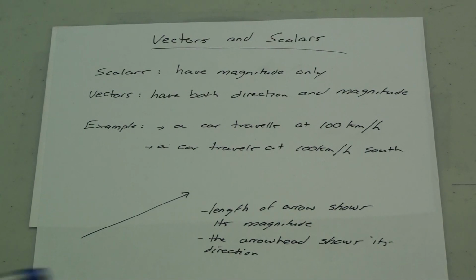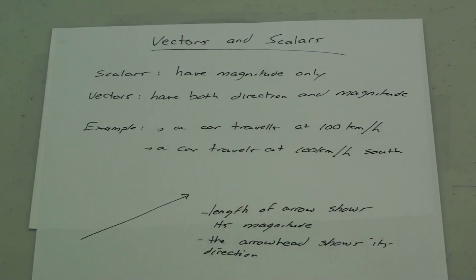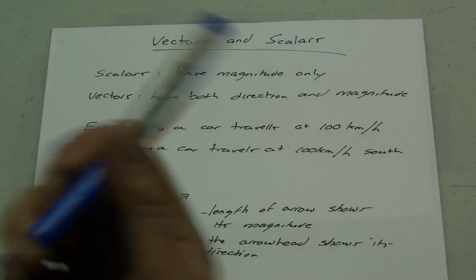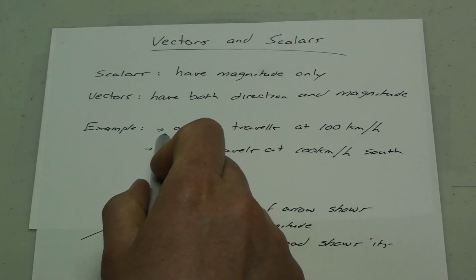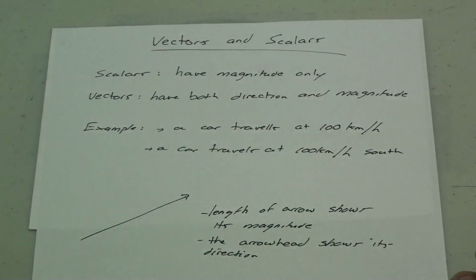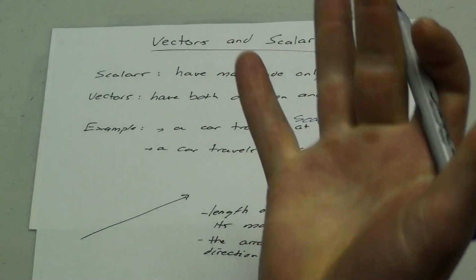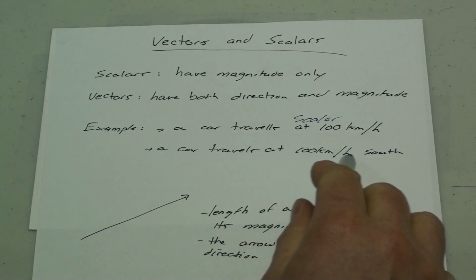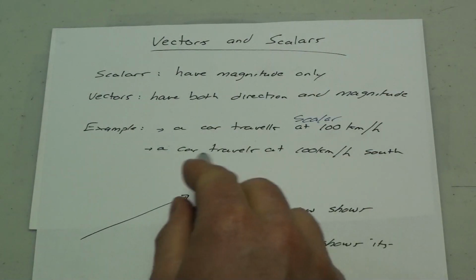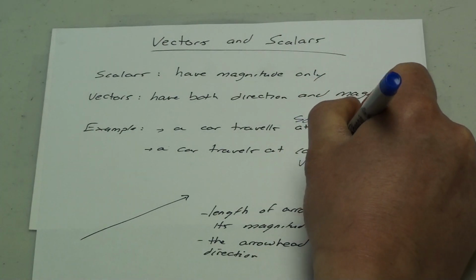Okay, this lesson is talking about vectors and scalars and the difference between them. A scalar is something that has just magnitude, or just speed only, whereas a vector has both direction and magnitude. So for example, if you have a car traveling at 100 kilometers an hour, that's just a scalar. It only has the magnitude, only has the speed. Whereas if you say a car is traveling 100 kilometers per hour south, now I have both the speed and the direction. That makes it a vector.